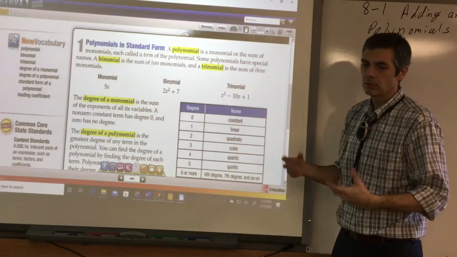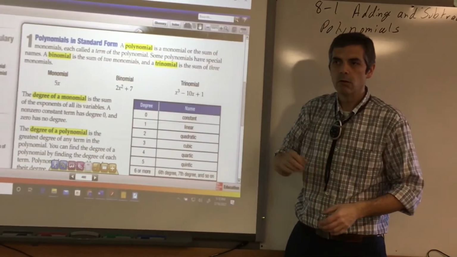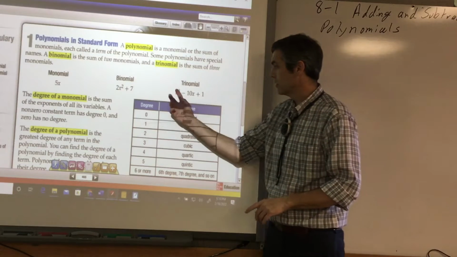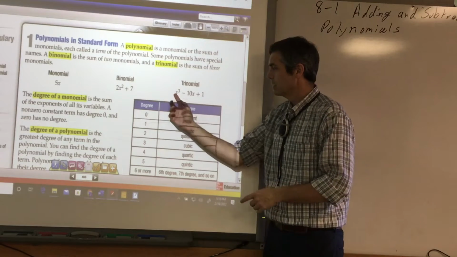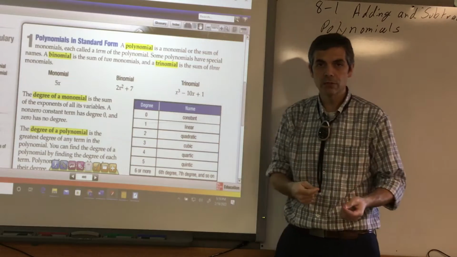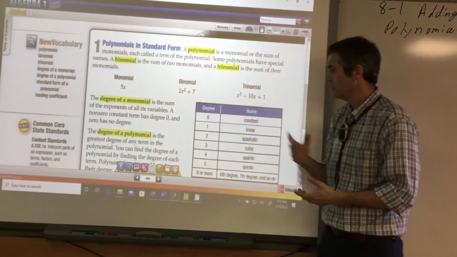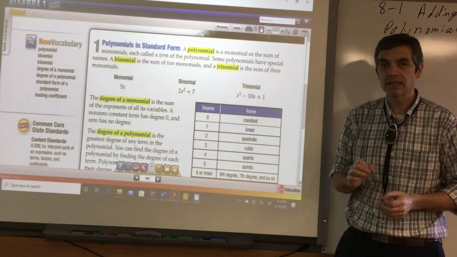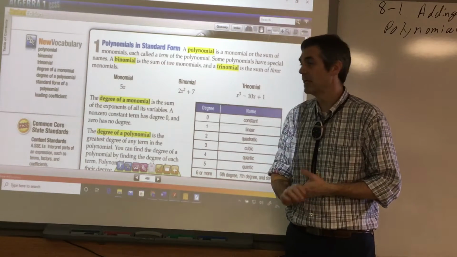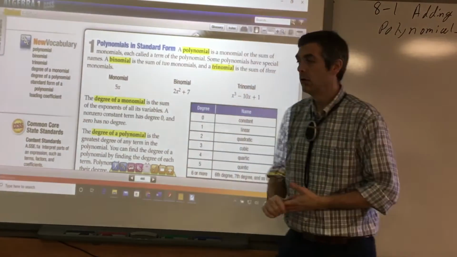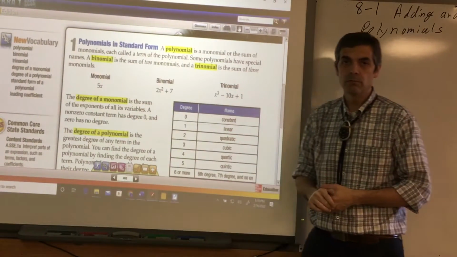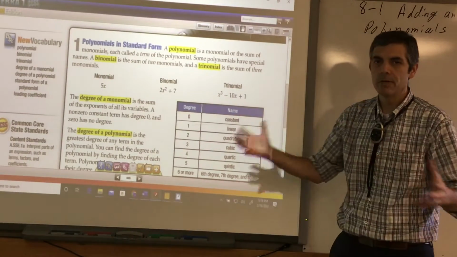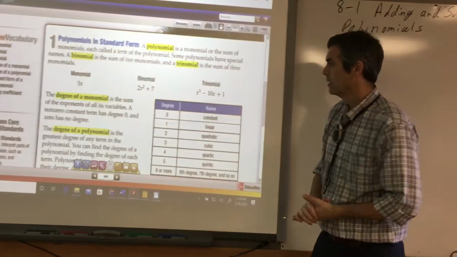A trinomial is three terms, all with different exponents. So x to the third minus 10x plus 1. See how you can't combine them because they aren't like terms. This sets you up to have a trinomial. But you've got to be able to identify these. When you see them, you need to be able to say, that's a monomial, that's a binomial, there's two of them, that's a trinomial. And then a polynomial is really just talking about many different terms.